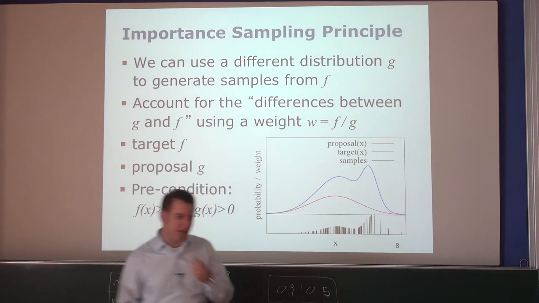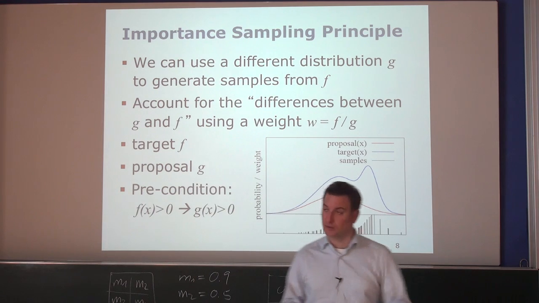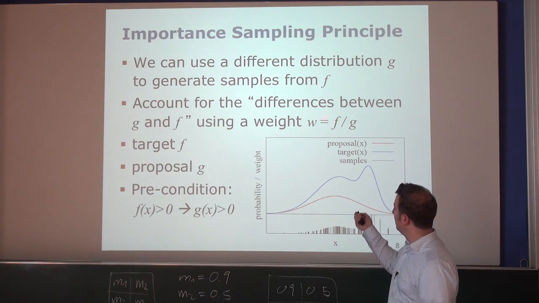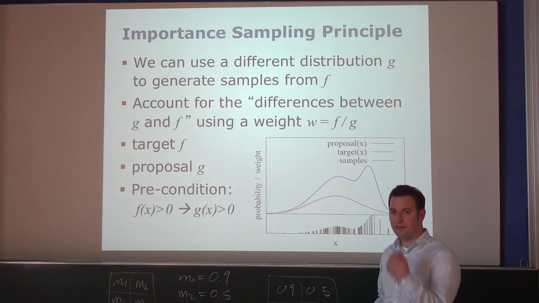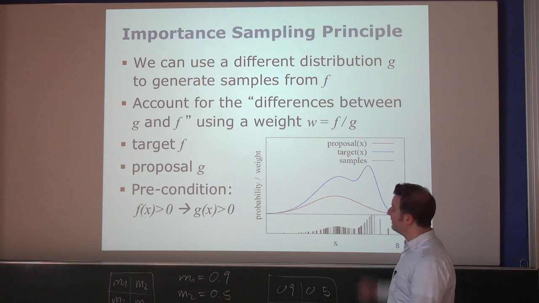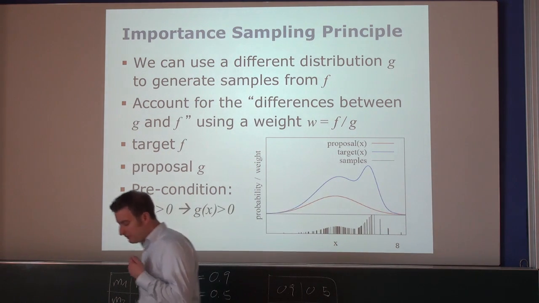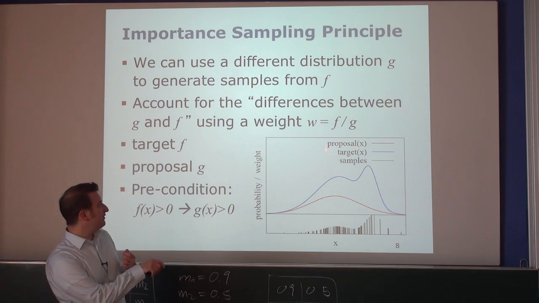And this introduces a weight, the so-called importance weight. This is given by evaluating the value of the target at the sample location divided by the proposal distribution. And this gives me a weight.